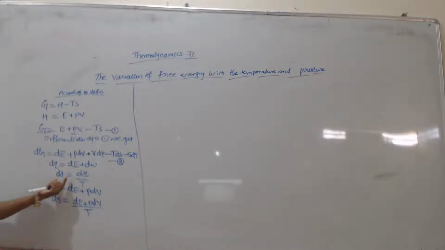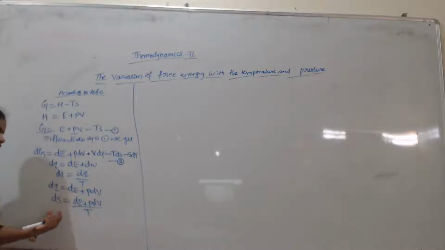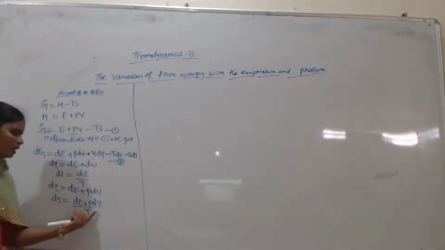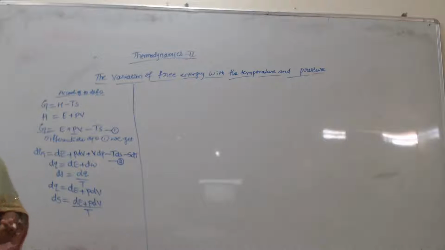So dS is equal to dq by T, where dq is equal to dE plus P dV according to the work done. In expansion, dS is equal to dE plus P dV divided by T, and we substitute this value of dS.